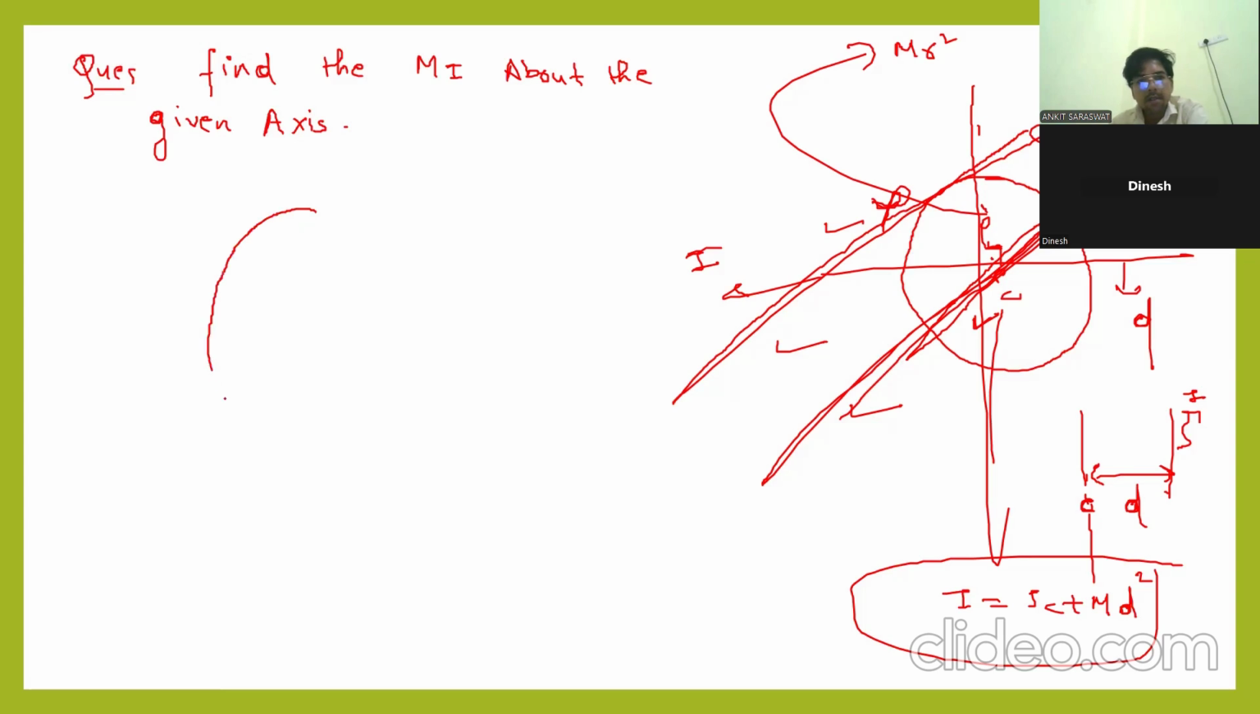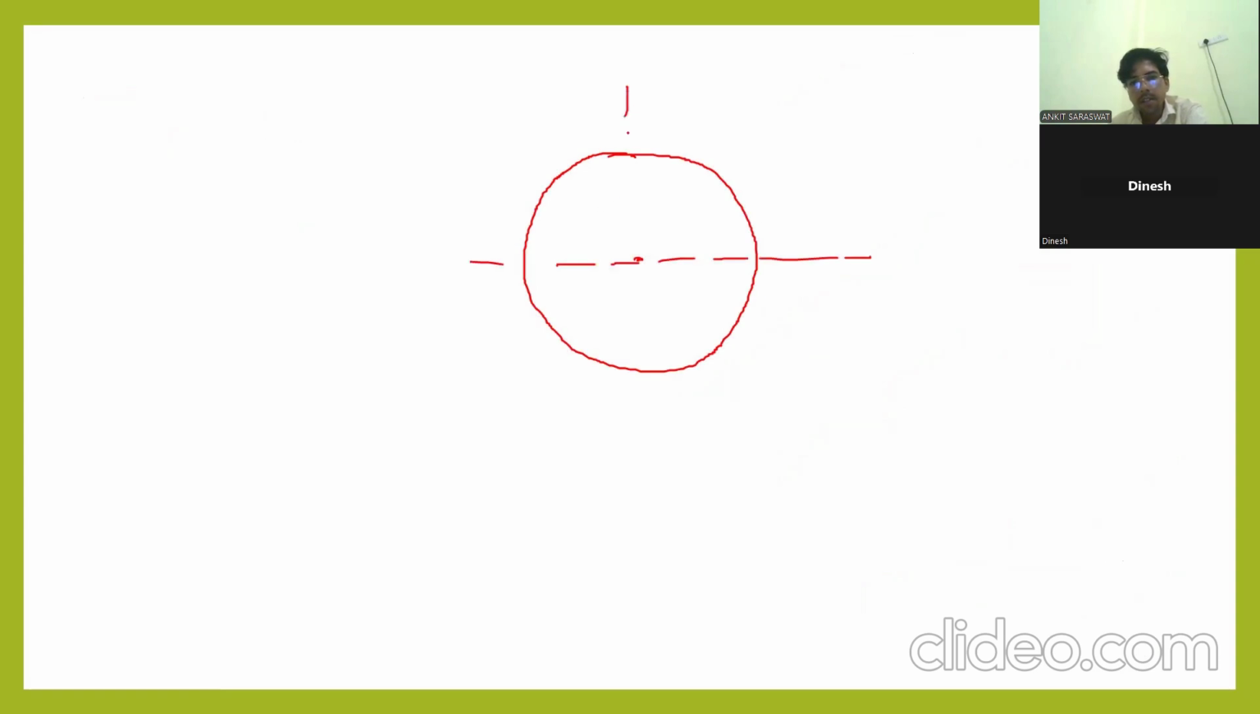This is the disk. Sir, I can't really understand how MR square by 2. Ring only, no, sir. I'm telling, one minute. This is the ring, and this is the center, and the axis passes through the center perpendicular to the plane. Clear? About the center, what is the moment of inertia? MR square.